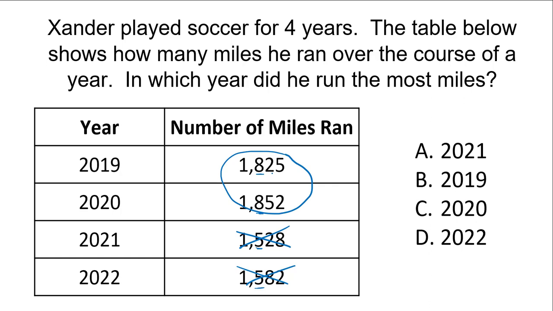Then I move on to my tens place. There's a 2 in the tens place here, but there's a 5 in the tens place here. The 5 in the tens place tells me it's greater than the 2 in the tens place here. So this is the year when he ran the most miles, which was 2020. Yeah, 2020 was his best year yet, running the most miles. He probably had a lot of practice time in 2020.